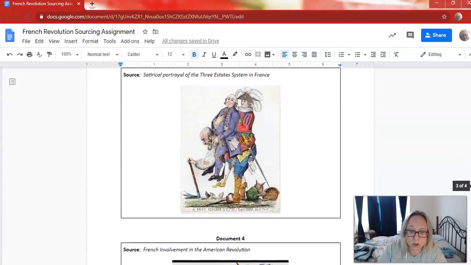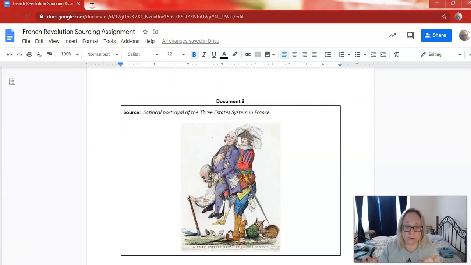Now, let's look at document 3. So this is a satirical portrayal of the three estate system in France, and it is super important that you recognize that it is satirical. That's going to play a role in purpose. And most of you understood this document really well, that it was the third estate who was carrying the first and second estate on their back.